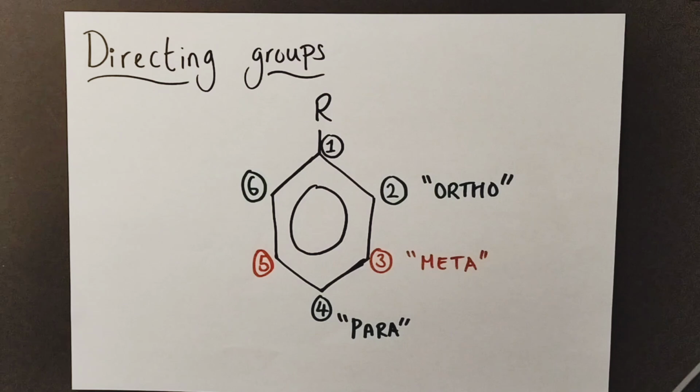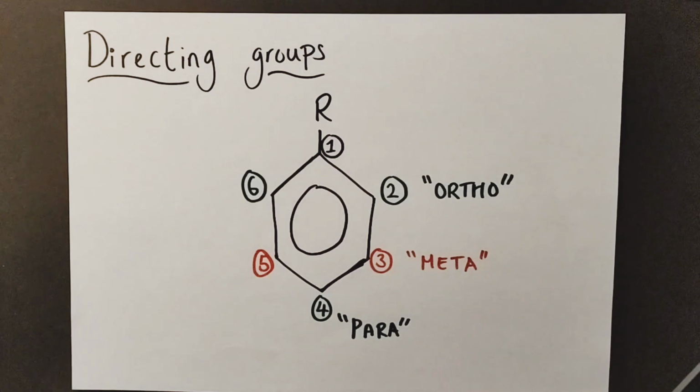The other type of directing group is unsurprisingly known as a 3,5 director. Now, if this R group was a 3,5 director, then it would be preferentially encouraging electrophiles to attack at the 3 and 5 positions only, and not 2, 4, and 6. Again, in the older parlance, that 3 or 5 position was known as the meta position, so these R groups were also known as meta directors.